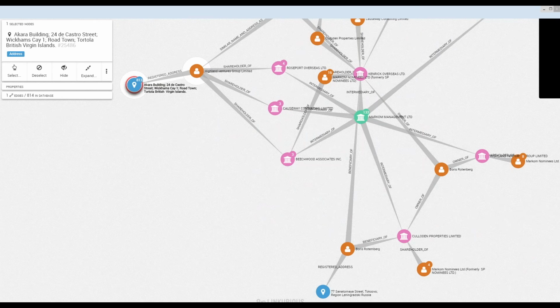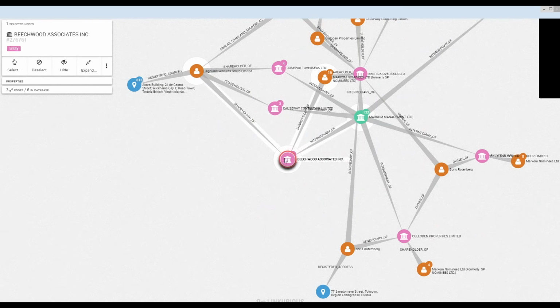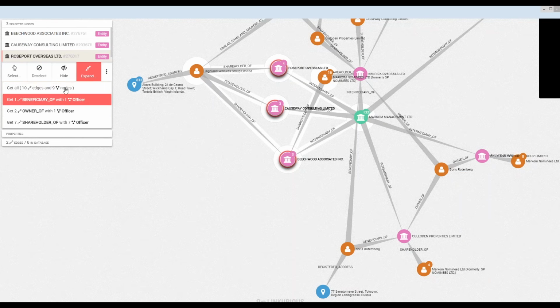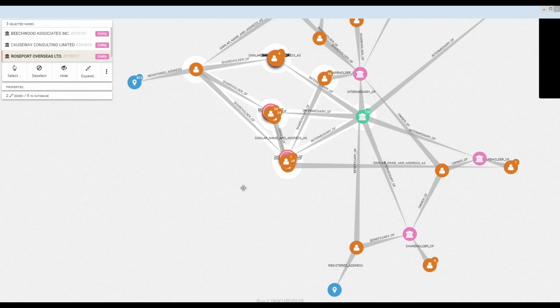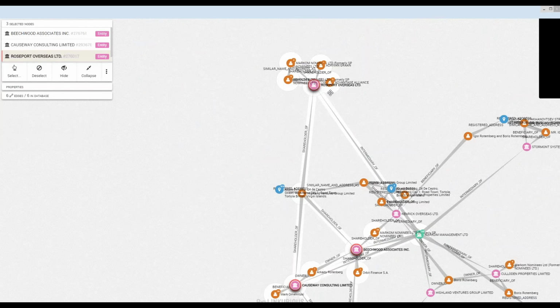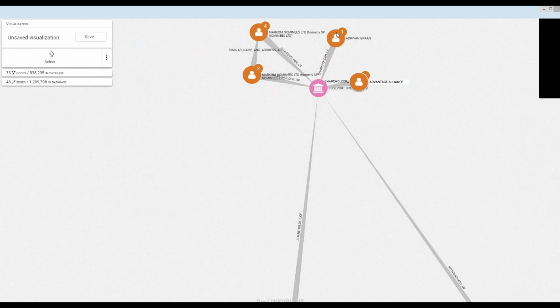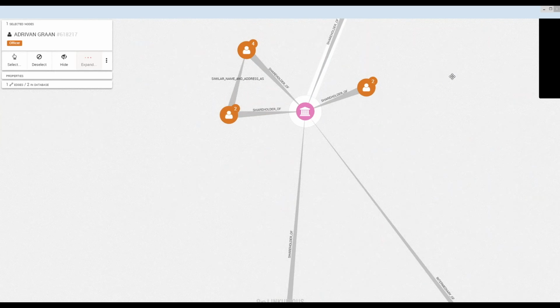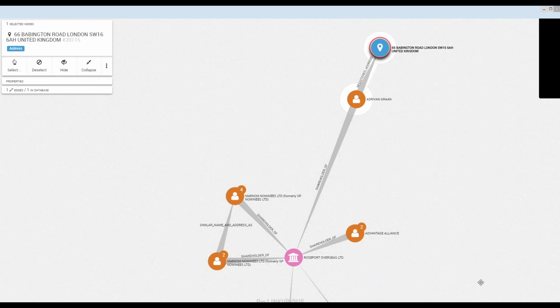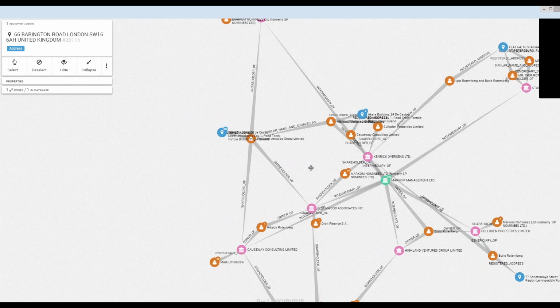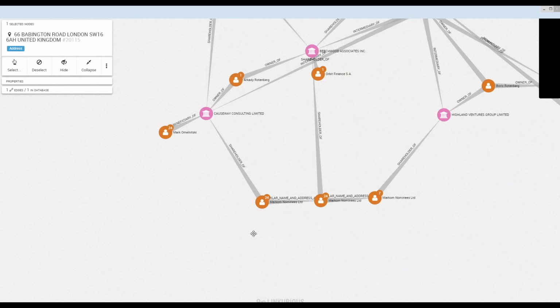Okay. And we can investigate now these 3 new companies that we have added. So I'm going to select them all, choose to expand them, and we are adding some new data to the visualization. Here we can see that Rosport Overseas Limited is connected to an Adrian Gran, for example, who is also located in the United Kingdom. And it's definitely someone that we would want to further investigate.